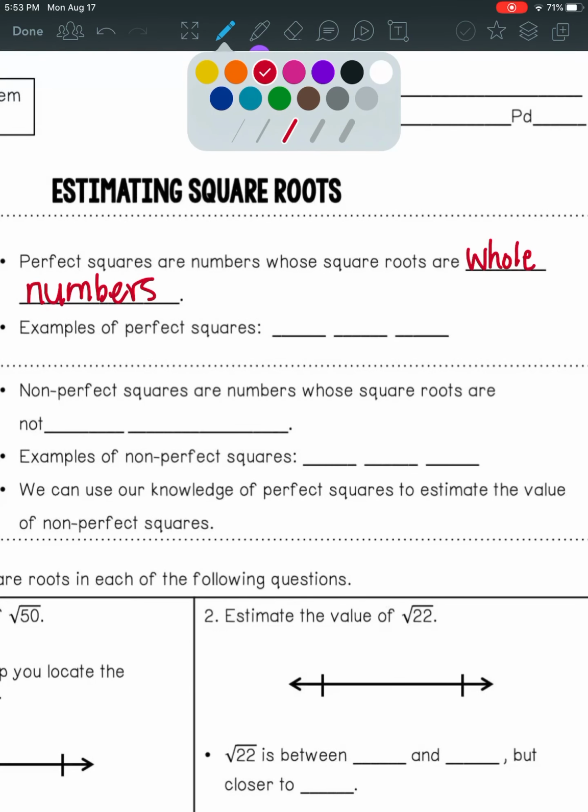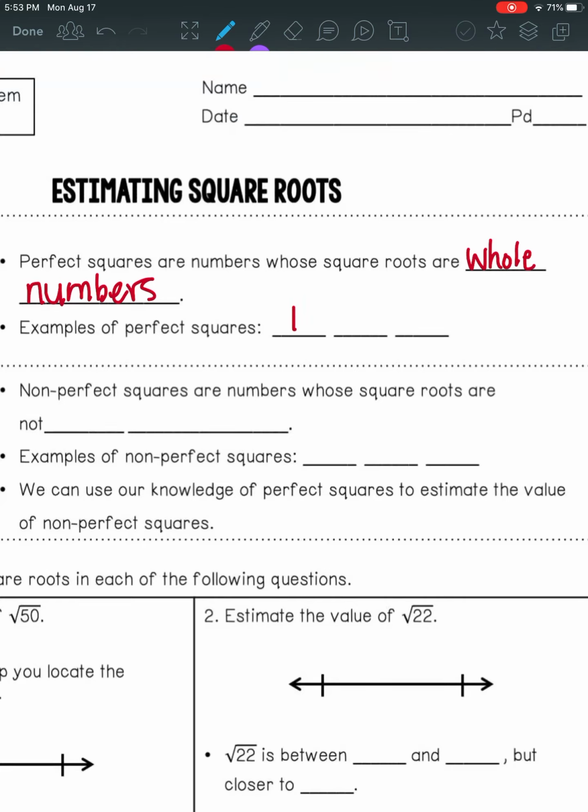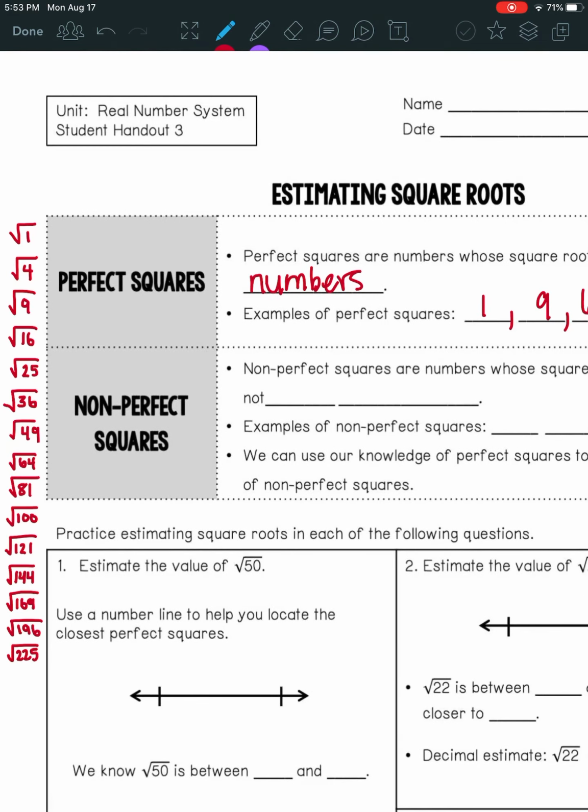So examples of perfect squares, something like 1 times 1, 2 times 2, 3 times 3, the answers to all of those. So something like 1 times 1. 2 times 2 is 4, so 4 is a perfect square. 3 times 3, we only have room for 3 examples, so I'm only going to write 3 down. So 3 times 3 is 9. Let's do a bigger one, maybe 8 times 8 is 64. So there are 3 examples of perfect squares, but like I said, I have a big long list over here on the side that I did for you.